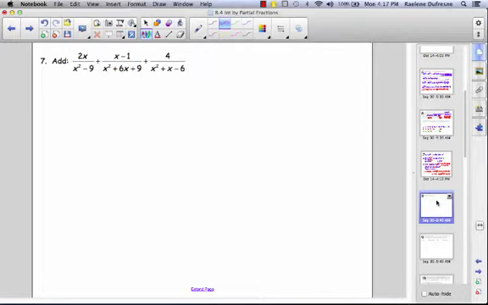In number 7, we are going to add the three algebraic or rational expressions, the algebraic fractions. So the first thing we need to do is get common denominators, and before we can do that, so the real first thing is to factor fully. So we get x plus 3 times x minus 3, and feel free to pause the video, try it on your own, and compare with me.